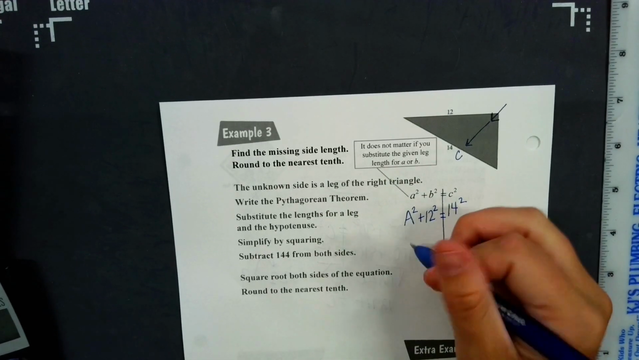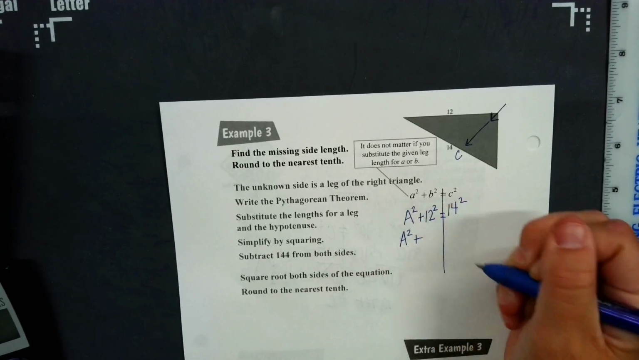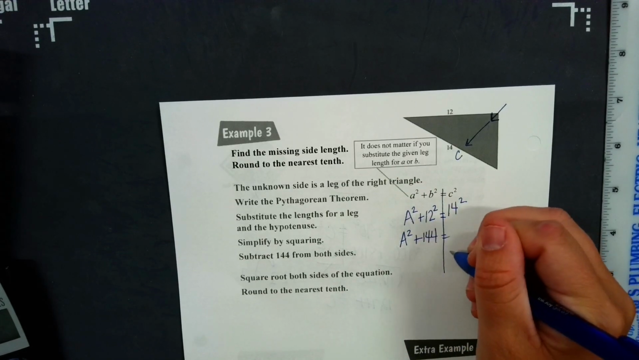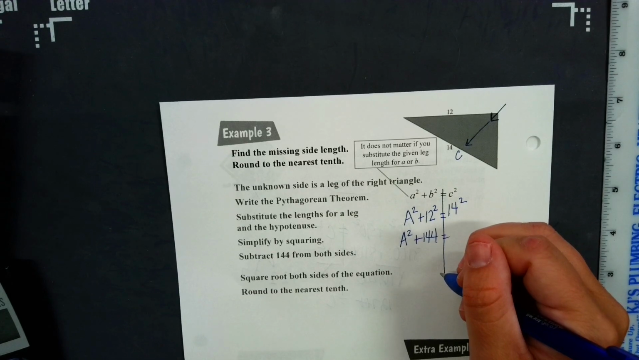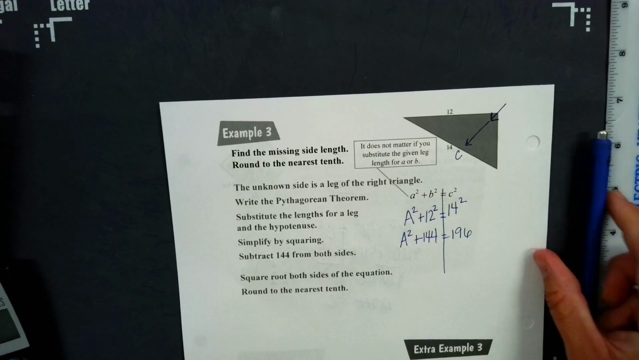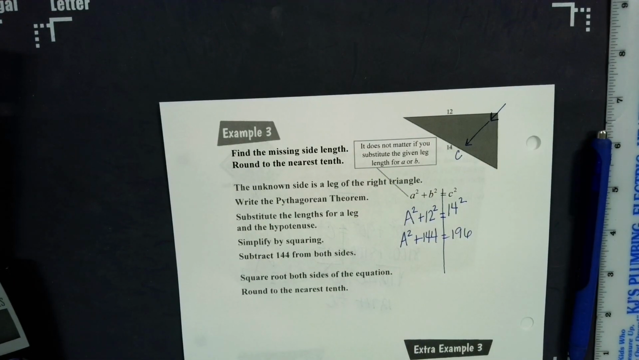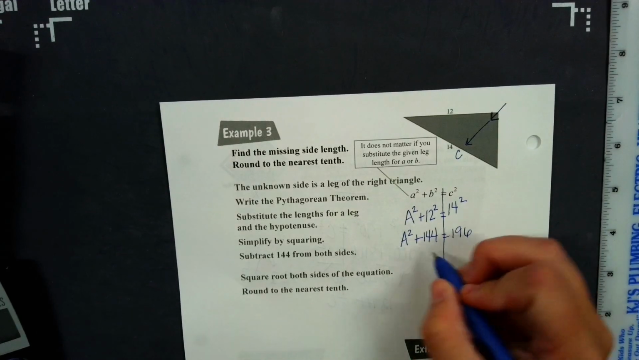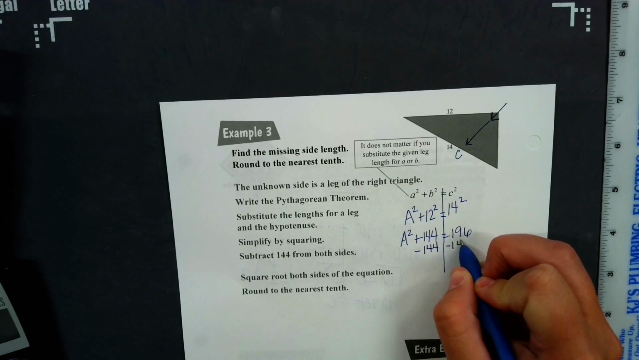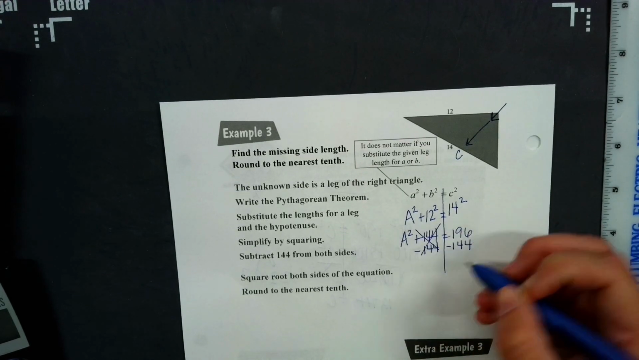All right, so we're going to do this. A squared plus, what's 12 squared? 144. What's 14 squared? 196. Using your knowledge of last unit, what should I do? Say it louder, what? Minus 144. Whatever I do to one side, I have to do to the other. Opposites cancel.